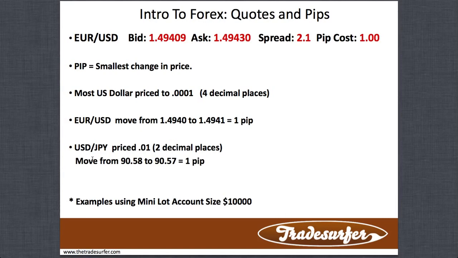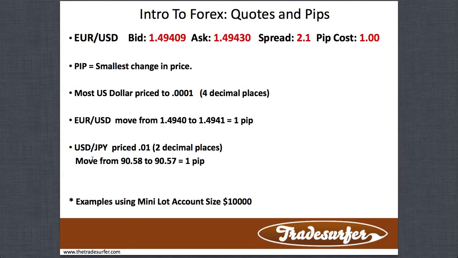And we have a bid, much like a stock has a bid and an ask price. Here we see it's 1.494 and some change, right? And then the ask is 1.4943. You'll notice here the spread is 2.1. Most currency traders don't pay commission. They simply have to buy at the ask or sell at the bid, and the cost to get into the trade is really the spread. We also see the pip cost is $1.